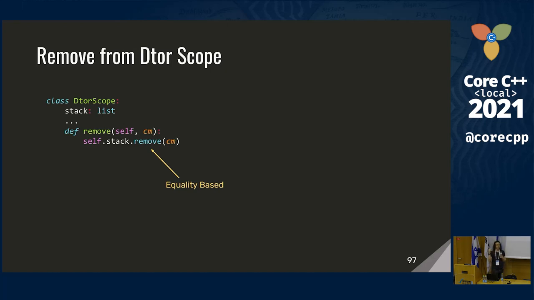To do that, we go to our destructor scope that we created earlier and add a remove function. But we have just one issue with adding that function. List.remove is equality-based and not identity-based. So if we have two classes that compare equal, we would remove whichever one of them that we get to first, which is not what we want.